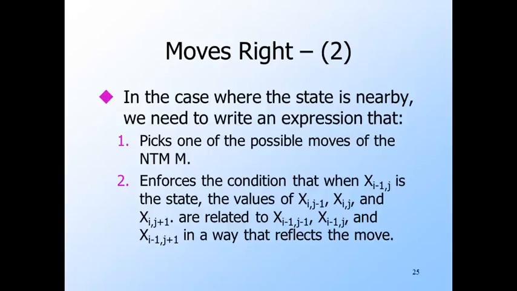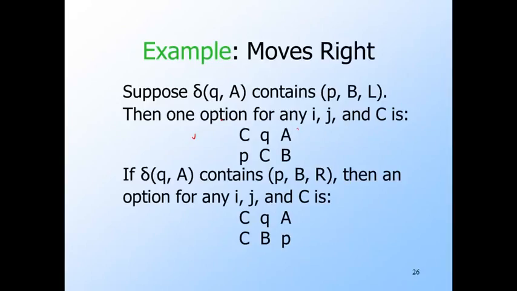Note that either the j minus first or the j plus first position is unchanged, so the expression also has to enforce the condition that this position is unchanged from the previous ID. That is, suppose delta of QA contains, perhaps with other choices, a leftward move going to state P and writing B over the A. Then, for any ID I position J and tape symbol C, this is ID I minus 1, that's I. This is position j minus 1, that's j, and that's j plus 1.